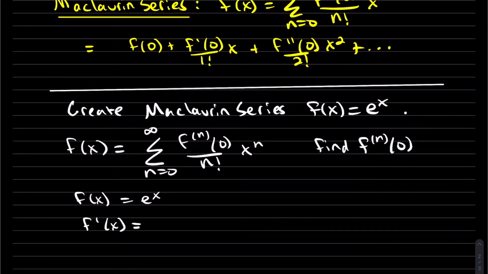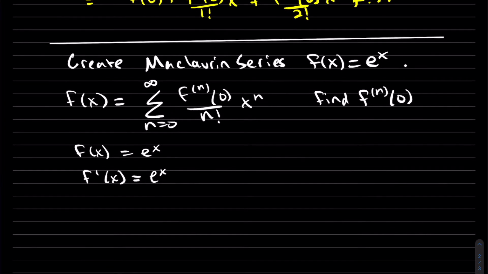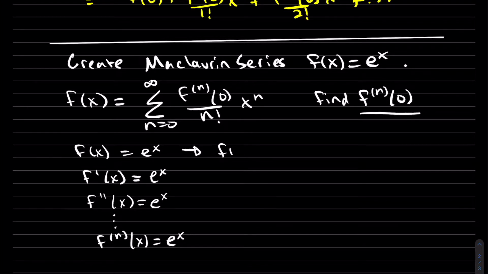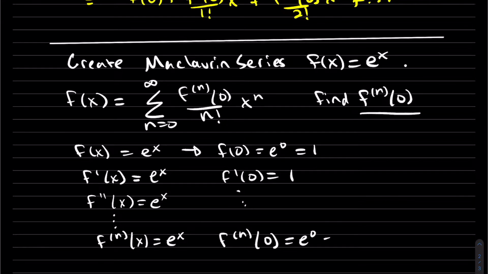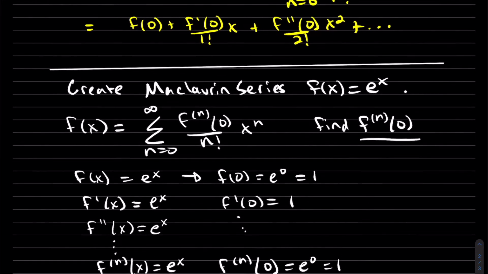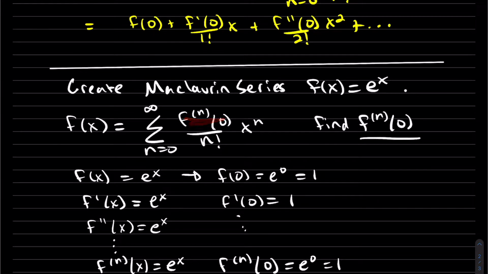This one is pretty simple because the derivative is the same thing. So we can see the pattern: the nth derivative is going to be the same. But what we want is at 0. So f of 0 equals e to the 0, which is 1. F prime of 0 is 1. F^(n) of 0 equals e to the 0, which is 1 also. So they're all 1.